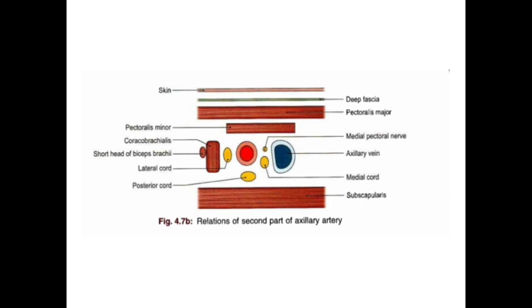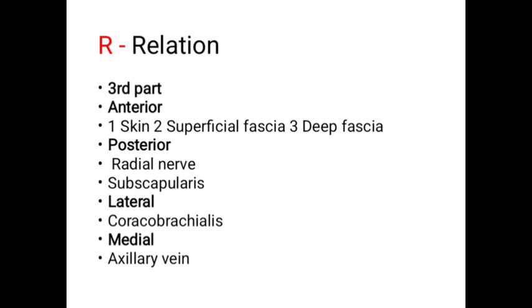And you can pause the video to look at this diagram that shows the posterior relation of the second part of the axillary artery. Now next is the third part of the axillary artery. The anterior relation is still the skin, the superficial fascia, and the deep fascia. The posterior relations are the radial nerve and the subscapularis. The lateral relation is the coracobrachialis, and the medial relation is the axillary vein.